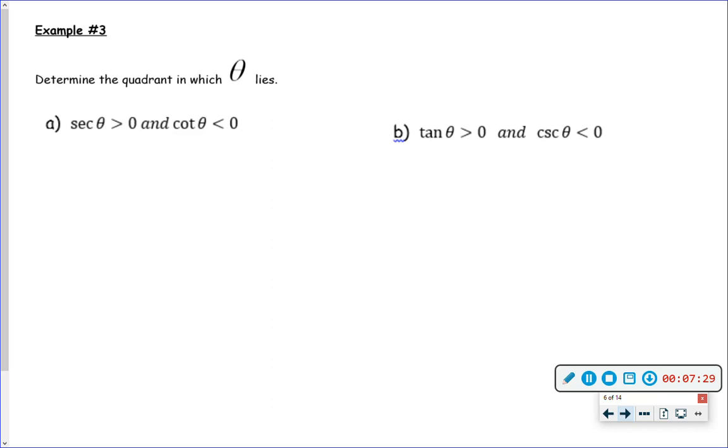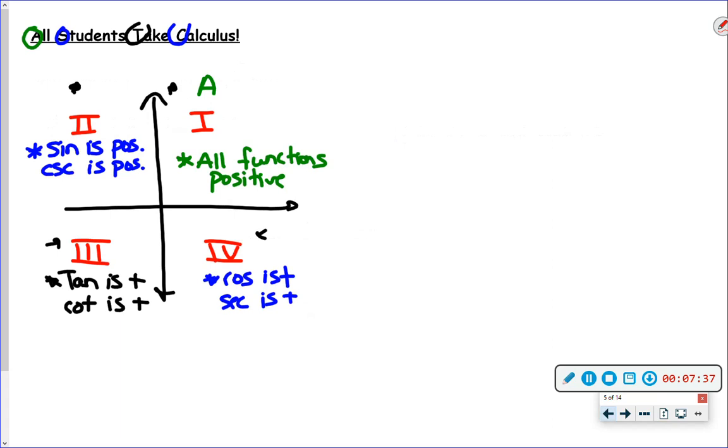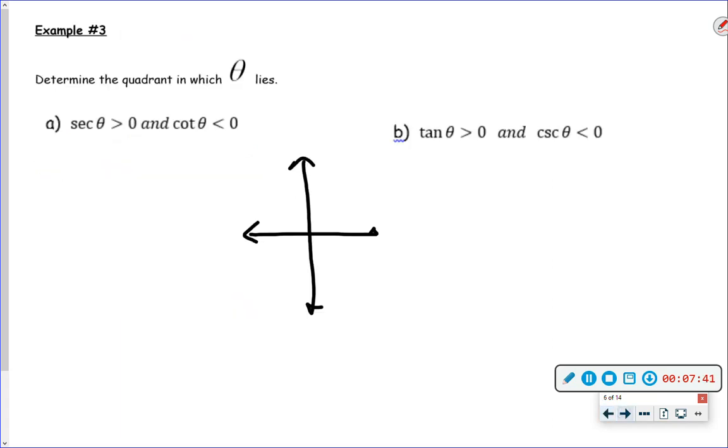So I'm just going to draw the 4 quadrants here in the middle and use it for both of them. And I'm just going to show you my little shortcut for how I draw this. I don't get crazy and write out everything I have here in this long description. Here's my little shortcut when I'm working on the problems. All students take calculus. I just put that down. So I know everything's positive in 1, sine's positive in 2, tan in 3, cos in 4. So I'm always going to try to work in sine, cosine, or tangent, the 3 main functions.